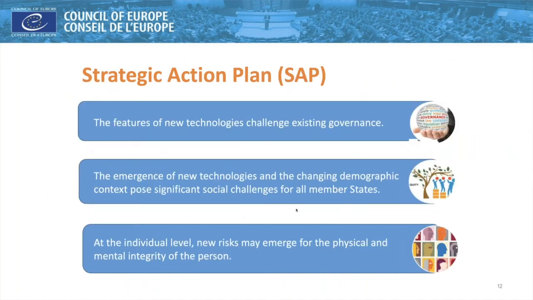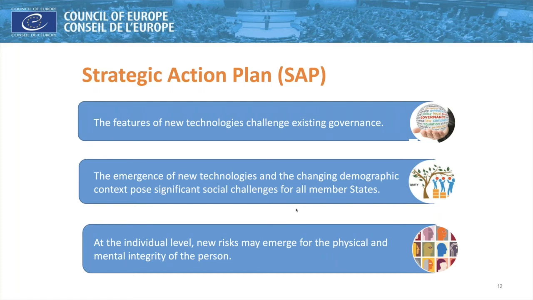So the result of this 2 year analysis can be summarized with the 3 conclusions that are on that slide. First conclusion, that the features of new technologies challenge existing governance: speed of development, blurring or breaking of boundaries for application, complexity and uncertainties, difficulty to understand and anticipate risk are all calling for new governance models that need to be developed.